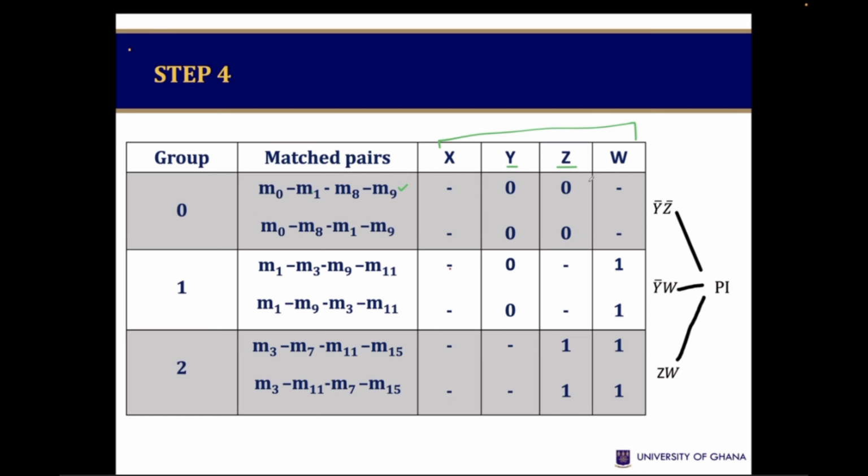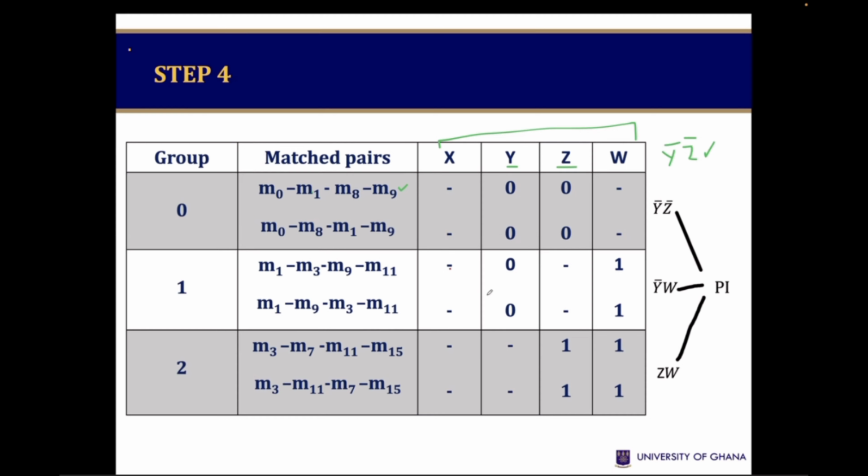So this is 0, this is 0. But these ones have gone, so we are left with only y and z. So you have y bar, z bar. Is that okay? That's the mean term corresponding to this input. And because this and this are the same, we just take this.